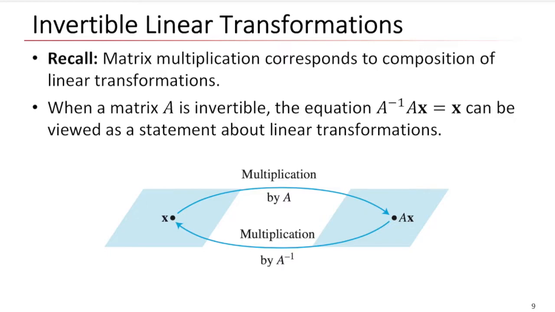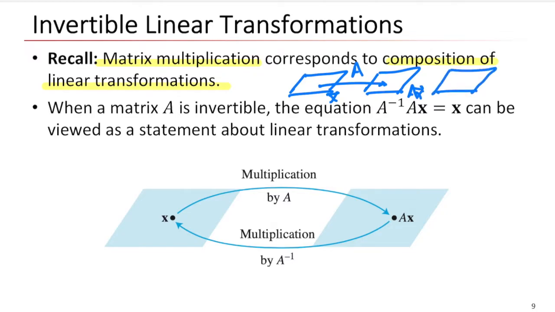Here is one more concept. Invertible linear transformation. What is that? Okay, so we already know matrix multiplication corresponds to the composition of linear transformations. What does it mean? Let's say we have some input space and some transformation A, then we can get the transformation A times vector x, right? Then if there is one more transformation B, we can also get B times A times x, something like that.